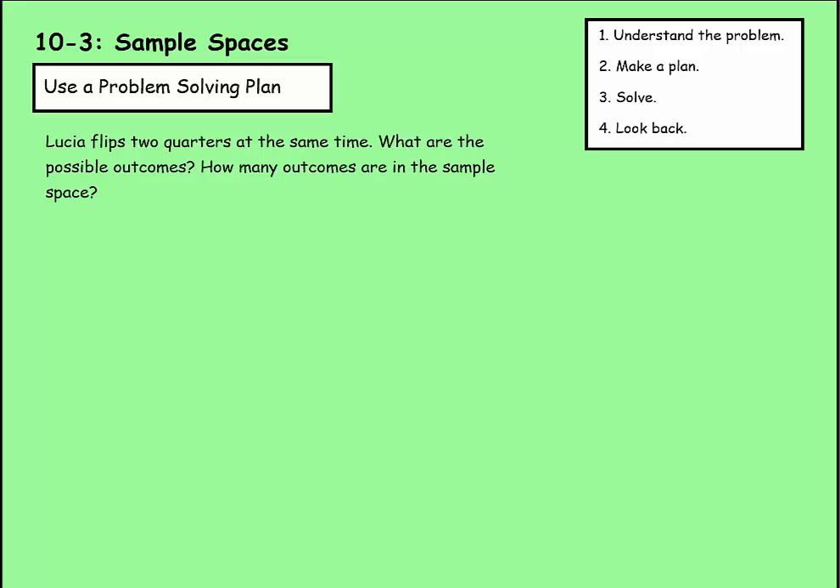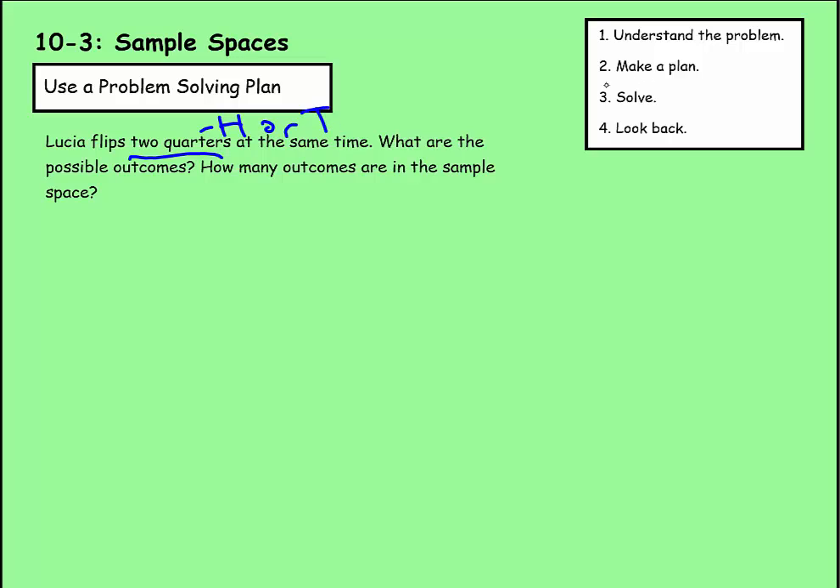This is a little bit of a simpler one. It says Lucia flips 2 quarters at the same time. What are the possible outcomes? How many outcomes are in the sample space? Our first step in solving a problem is always to understand the problem. What is it telling us? Well, I know that there's 2 quarters. And I know that for each quarter, it could either land heads or it could land tails.